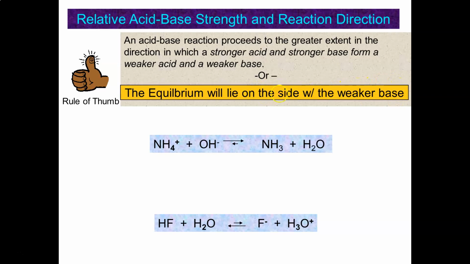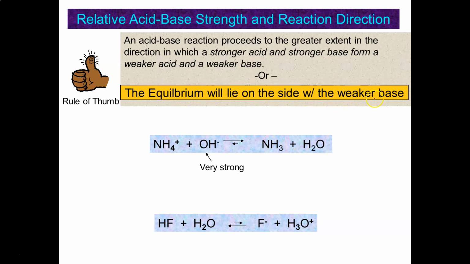If you have some more information like Ka and Kb values, you could figure it out that way too. But if you're just looking at something like this, you could easily figure out, in this first reaction here, what side equilibrium lies on. Hydroxide is a very strong base, and that's what makes a lot of things basic, that OH ion. And over here, NH3, we know that's a base from Chem 1, and it's weak. It's ammonia, so that's where equilibrium is going to lie.